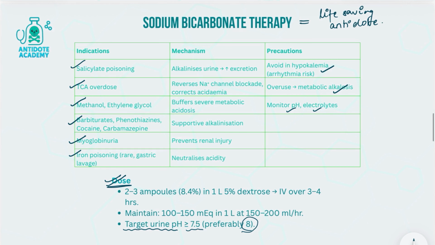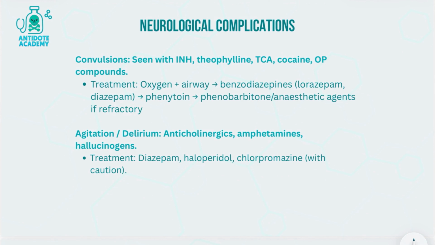Next comes neurological complications. When a poison affects the brain and nerves, different problems can occur, so let's break them down step by step. The first neurological complication is convulsion. We often see it with isoniazid, theophylline, TCA, which is a kind of antidepressant, cocaine, and organophosphate poisoning.